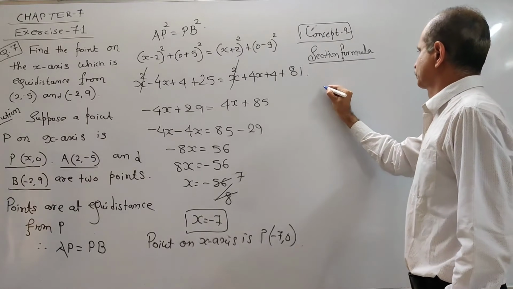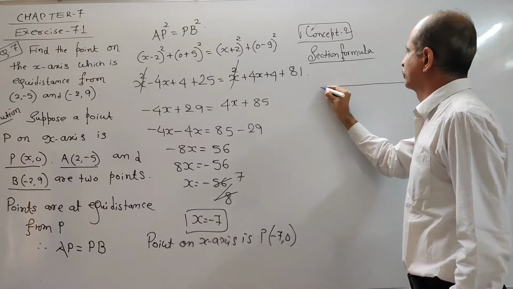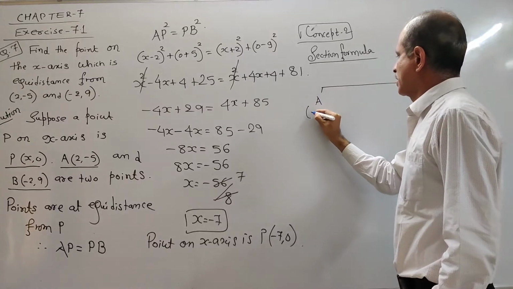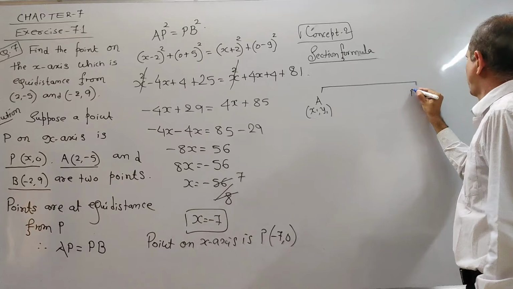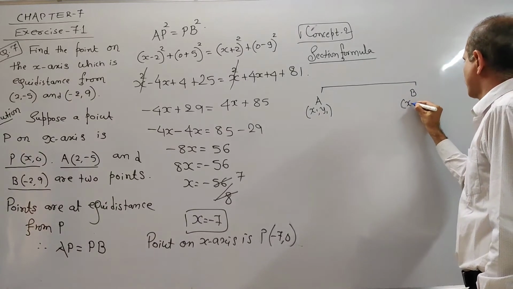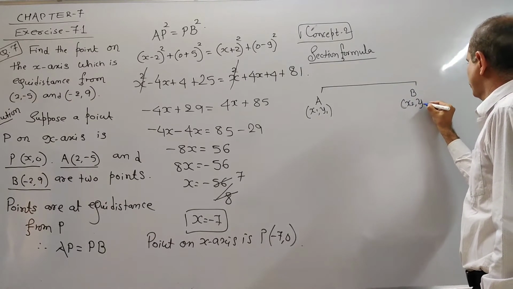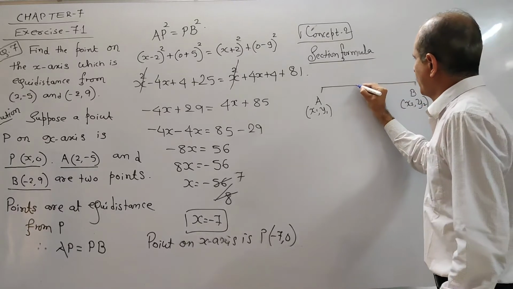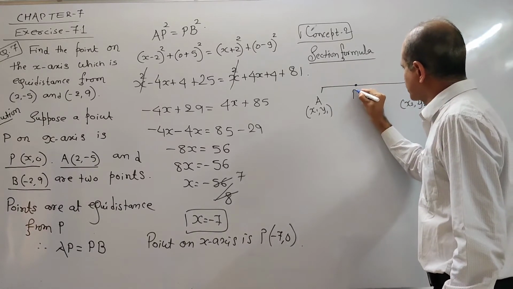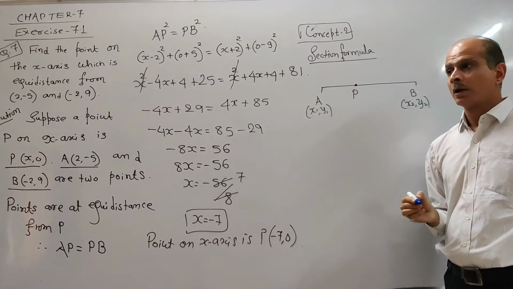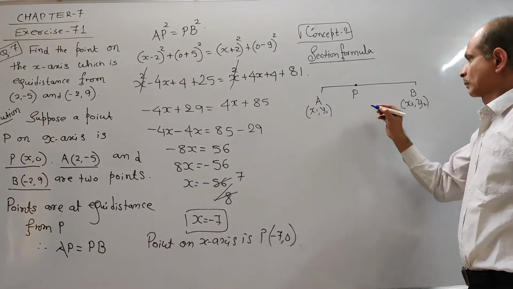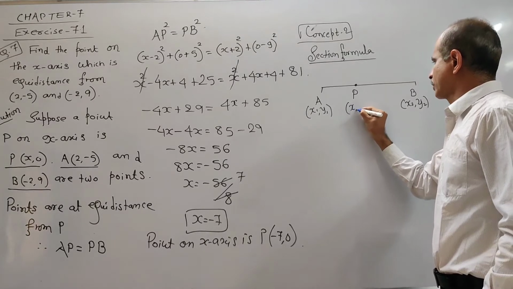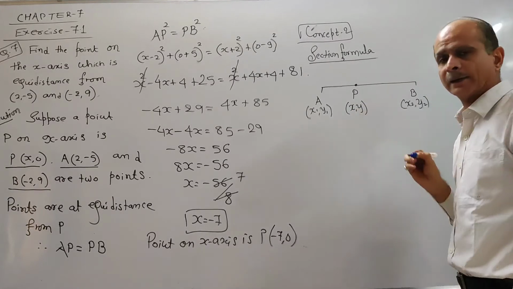Suppose two points are given to you. The first is named A, with coordinates x1, y1. The second is named B, with coordinates x2, y2. One more point is given to you, the point P, which lies on AB. Suppose the coordinates of point P are x and y.